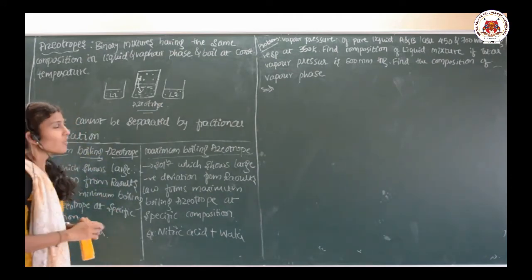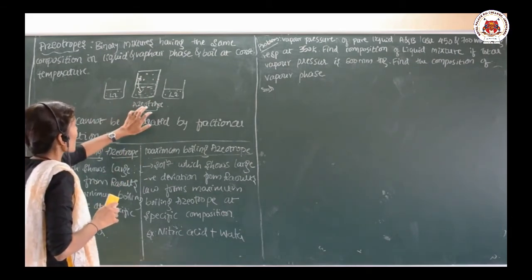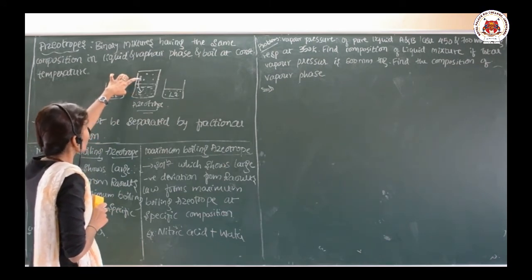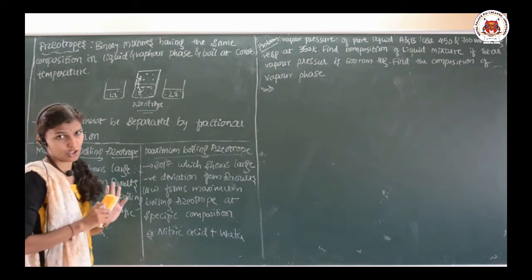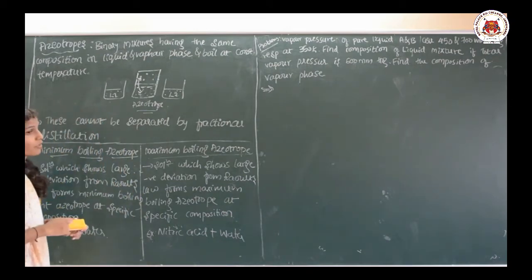Okay. So, this is the definition. An azeotrope is a mixture which has the same composition in the liquid phase and vapor phase, and it will boil at a constant temperature. Clear? So, this is how we can state the definition of the azeotrope.